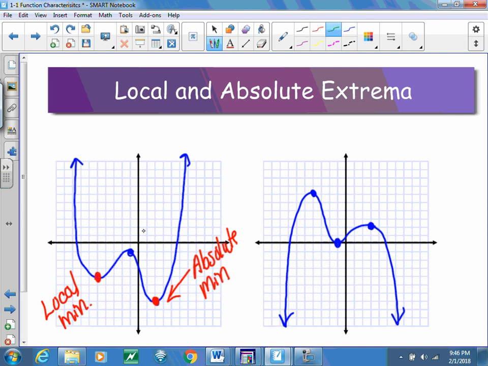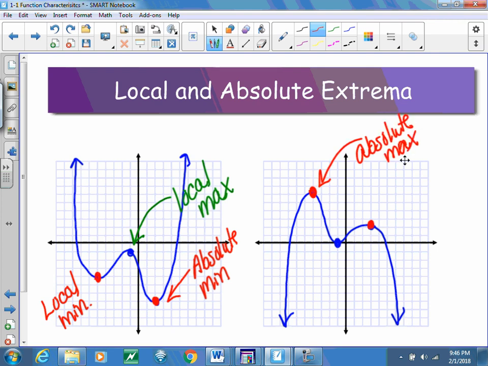Now, this graph does not have a maximum because it's going up to the sky in both directions here, but this point right here I'm going to refer to as a local maximum. And so although there's no absolute maximum, there is a local maximum. Just changing this around, notice that on this next graph I have two high points. The highest point right here is going to be our absolute maximum. And this other high point that we have here would be referred to as our local maximum.